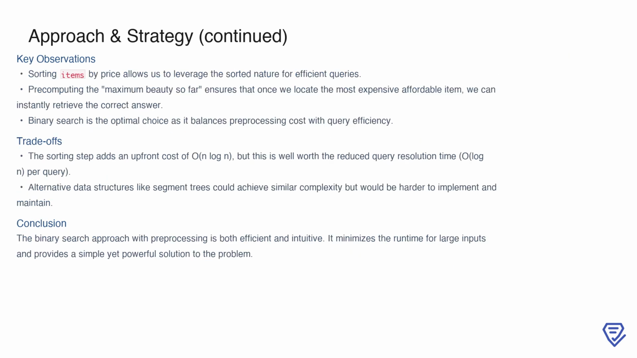The key to the chosen approach lies in leveraging the sorted nature of the items. Sorting by price allows us to efficiently group items and use binary search to locate the most expensive affordable item for each query. Pre-computing the maximum beauty so far ensures that once we identify the correct price range, we can instantly retrieve the most beautiful item without additional computation. While sorting introduces an upfront cost of O(n log n), this is a worthwhile trade-off given the significant reduction in query resolution time to O(log n) per query.